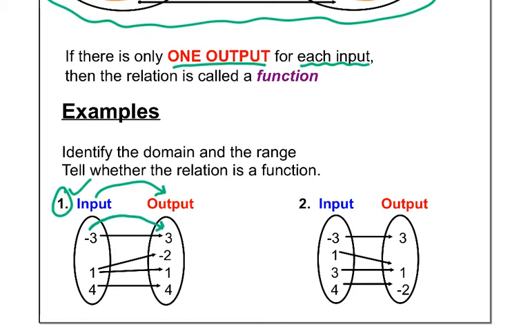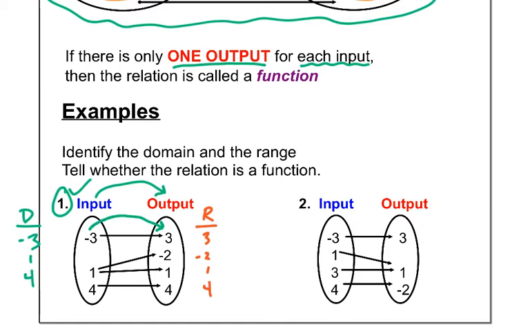So my domain here, I'll just put a D here. The domain is the same thing as input, right? So -3 is in my domain, 1 is in my domain, and 4 is in my domain. So therefore, how about my range? Range is the same thing as output, right? So my range values would be 3, -2, 1, and 4.